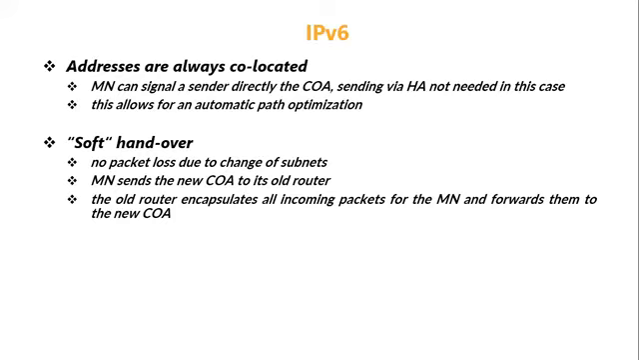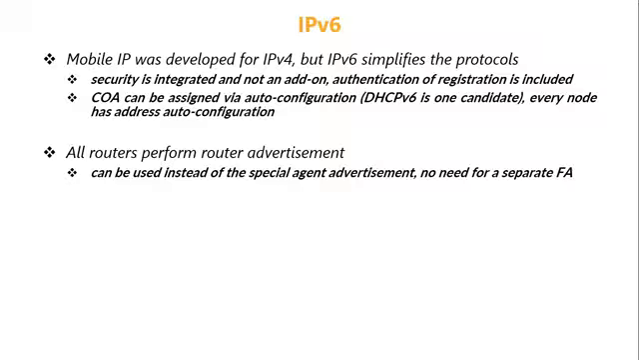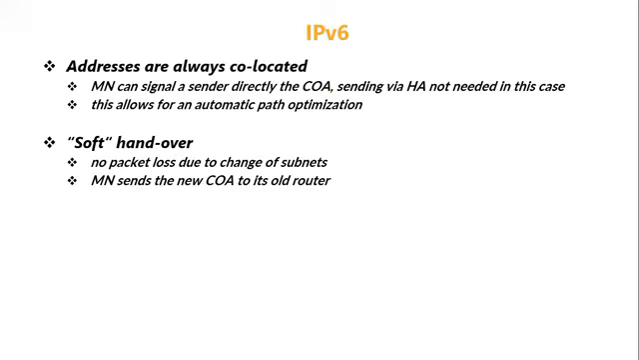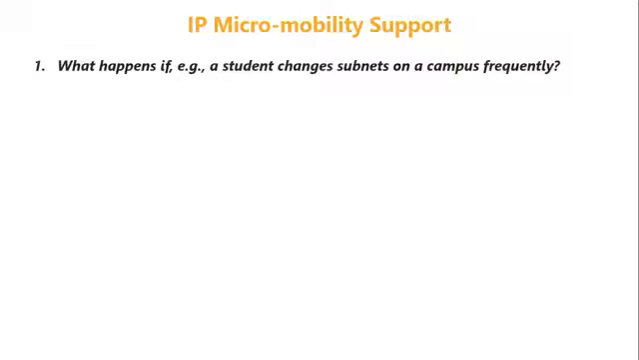The old router encapsulates all incoming packets for the MN and forwards them to the new COA. COA is care of address. Now the COA is located in the mobile node itself. The COA will be available in the mobile node itself. That is, it is a co-located COA. So that's it about IP version 6.